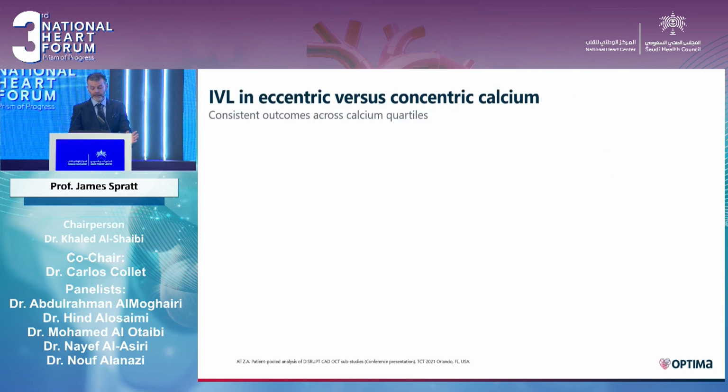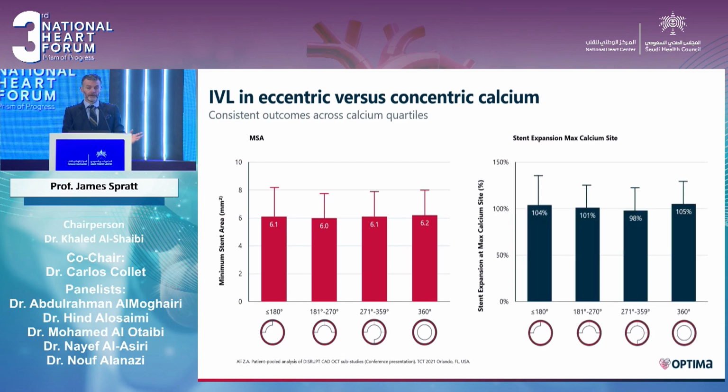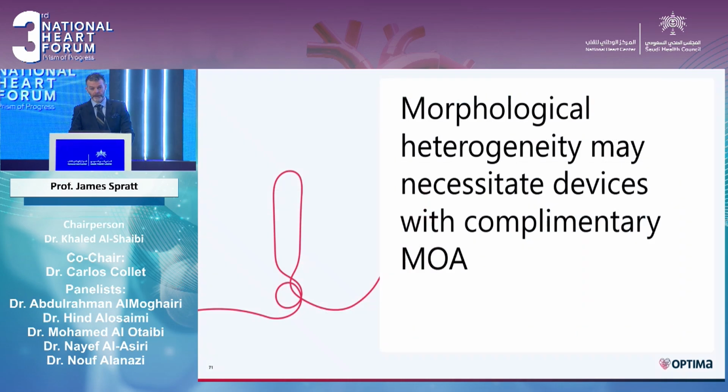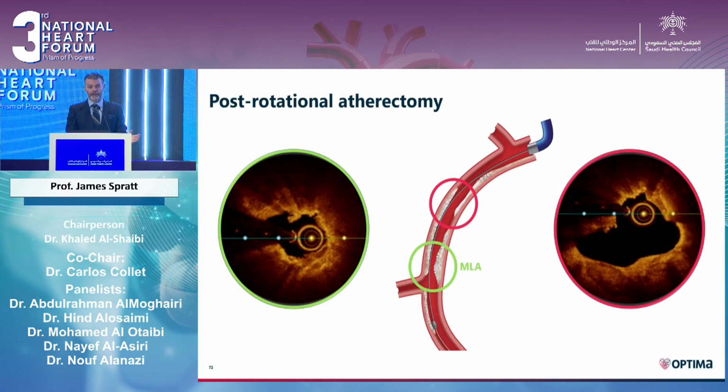And we can say it's highly selective because the results support that there's no difference in terms of MSA according to ARC, and there's no difference in stent expansion according to ARC. But the reality of treating complex disease is that this heterogeneity may mean you need more than one way of treating calcium. So back to our example of the tight right coronary artery.